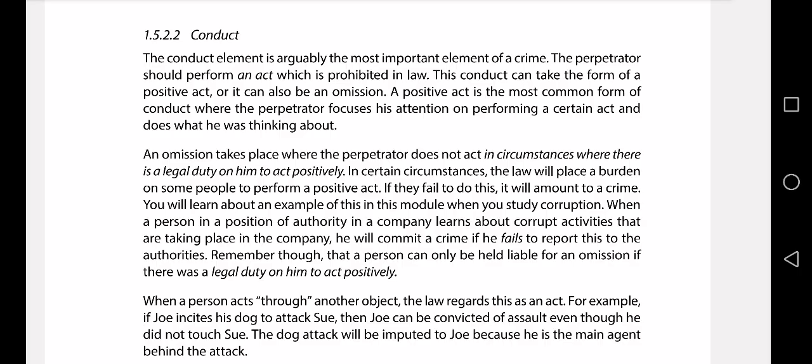When a person in a position of authority in a company learns about corruption activities that are taking place in the company, he will commit a crime if he fails to report this to the authorities. Remember though, that a person can only be held liable for an omission if there was a legal duty on him to act positively.